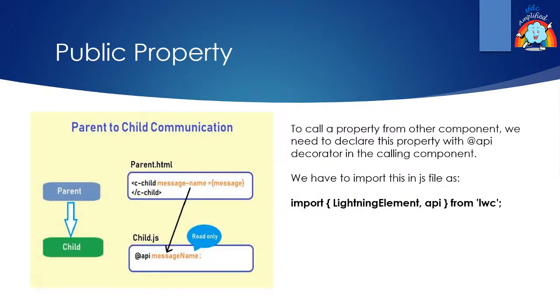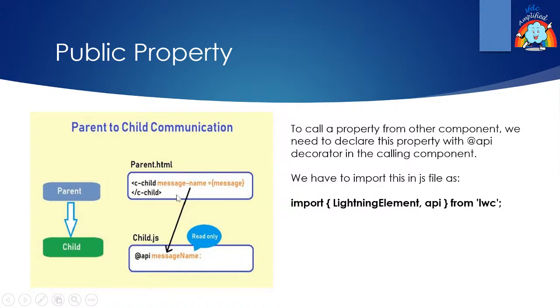So let's see with the help of an example. To call a property from another component, we need to declare this property with the @API decorator in the calling component. So here, first of all, we need to import, which we just saw. We have to put API and then use @API. You can see here it is parent to child communication.